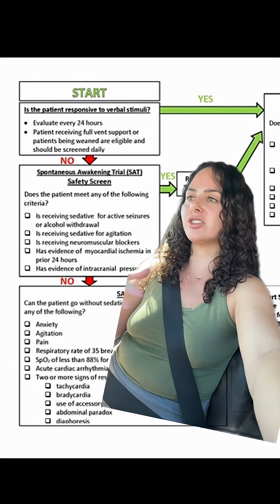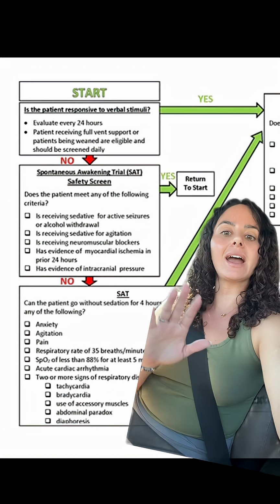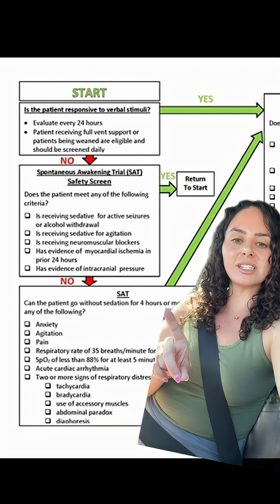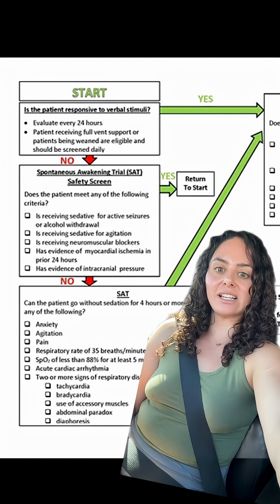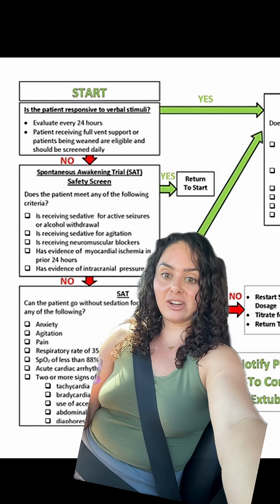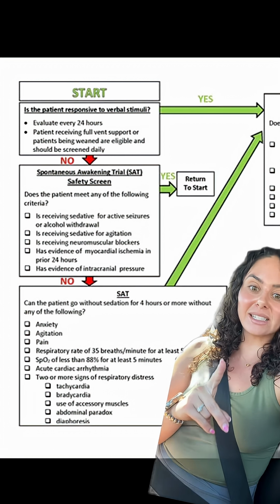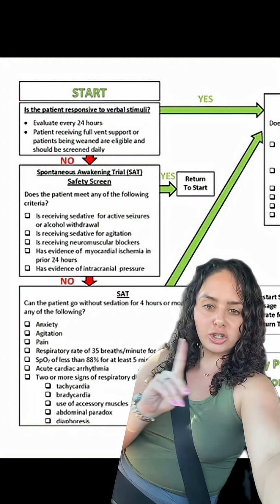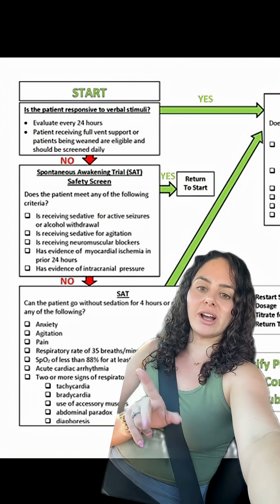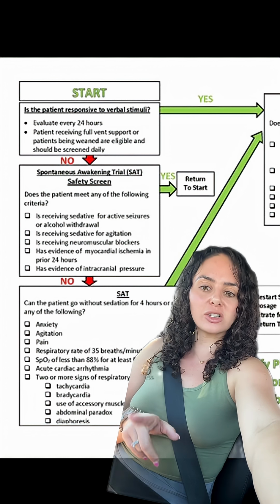So for example, if your patient is on propofol and fentanyl, turn off their propofol, you can leave the fentanyl, and then assess: can your patient go without sedation for 4 hours or more without any of the following? Shut off your patient's sedation and assess. Do they have any anxiety, agitation, pain, a respiratory rate of 35 breaths a minute for at least 5 minutes? Do they desat? Do they have any acute cardiac dysrhythmias? Or 2 or more signs of respiratory distress: tachycardia, bradycardia, use of accessory muscles, abdominal paradox, or diaphoresis.